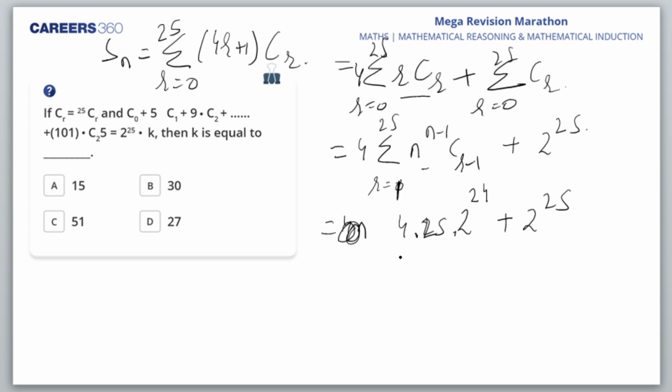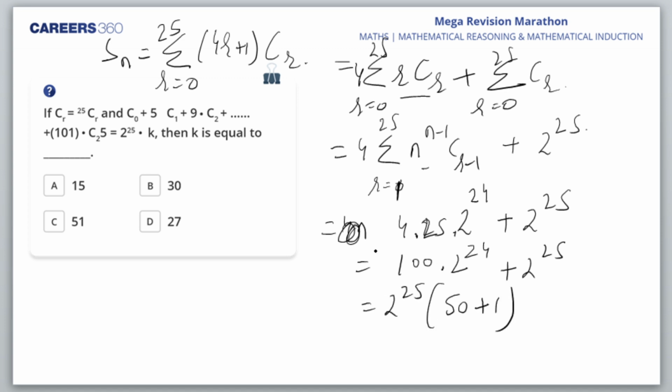So what do I have? 100 into 2 raised to power 24 plus 2 raised to power 25. So I'll take 2 raised to power 25 as common. What I'll take here is 50 plus 1. Am I right? So when I compare it with 2 raised to power 25 into K, K eventually would be 51. So C is the right answer. Yes, perfect. You got C as the right answer. Okay, I hope you understood what I applied here.